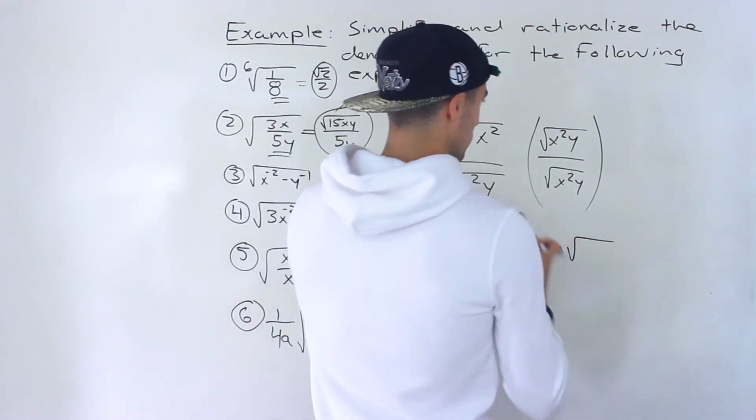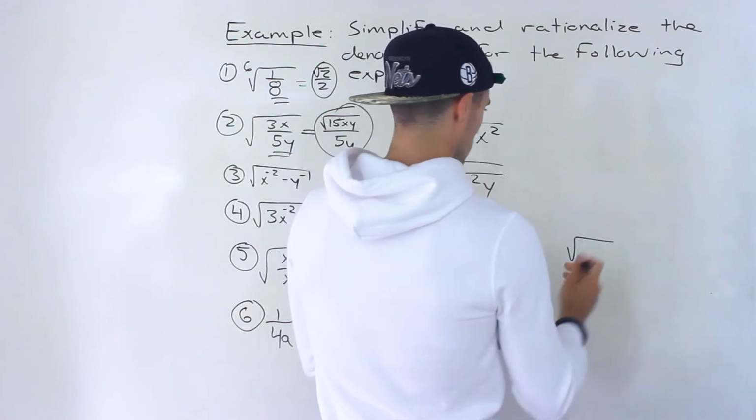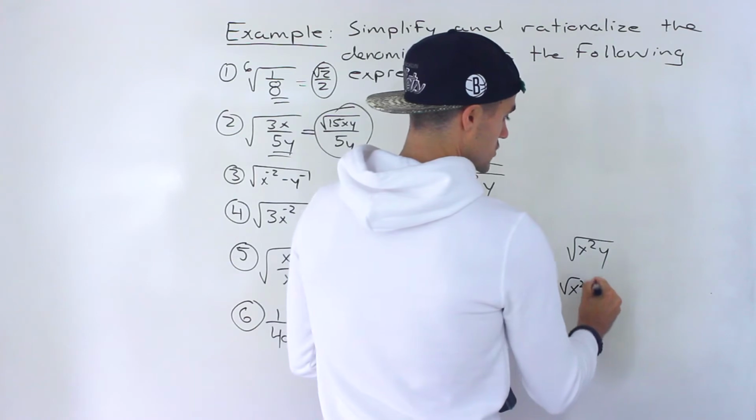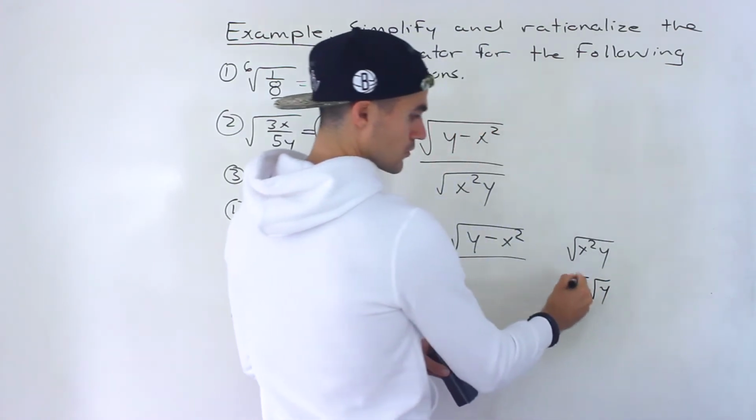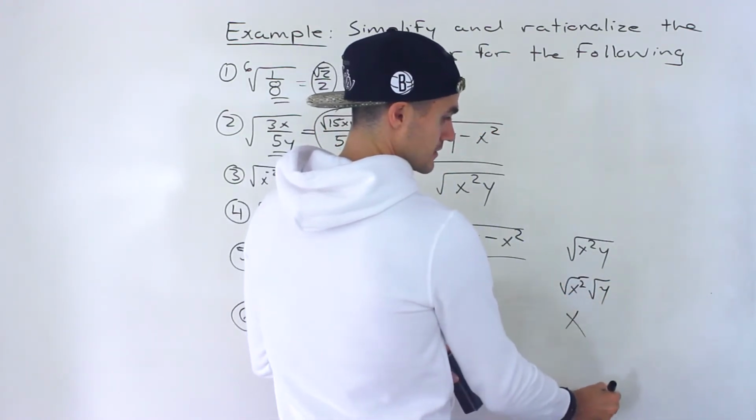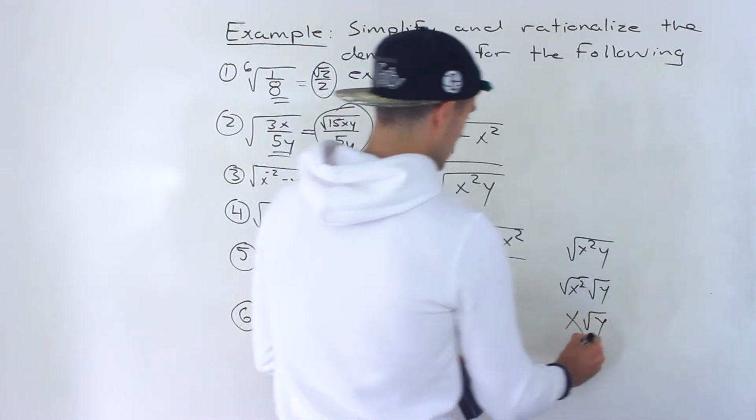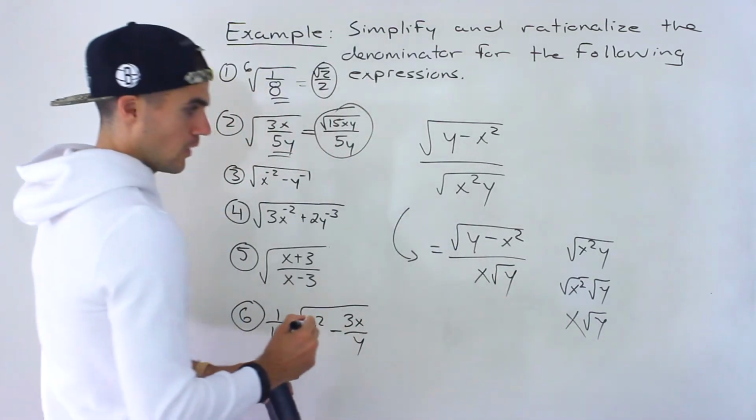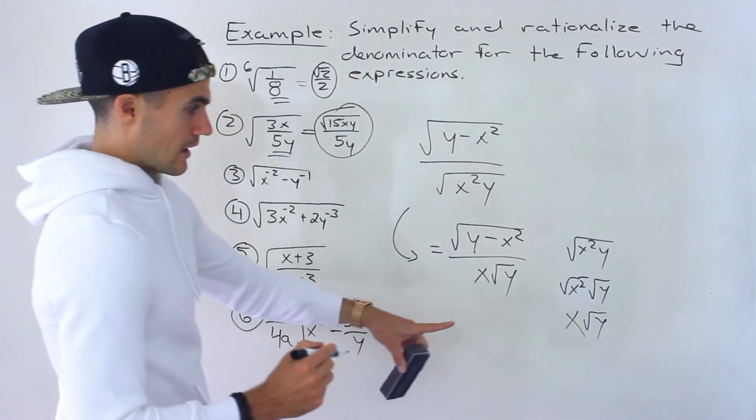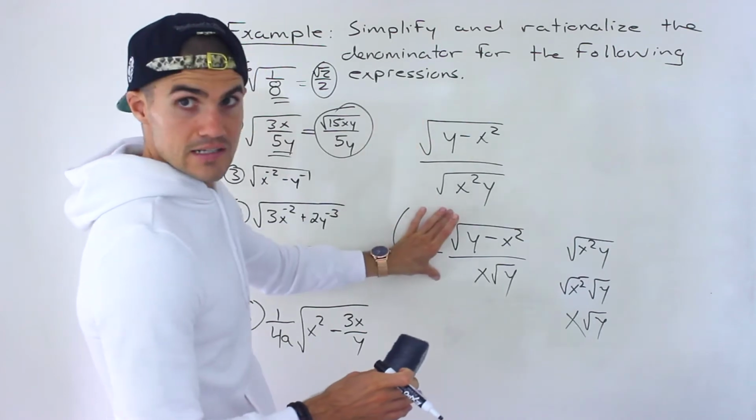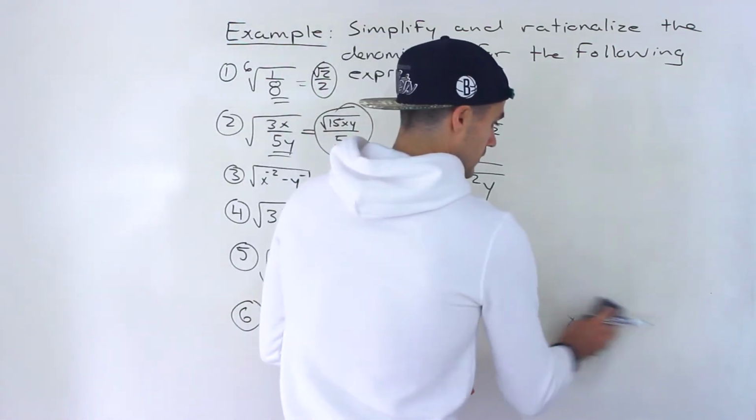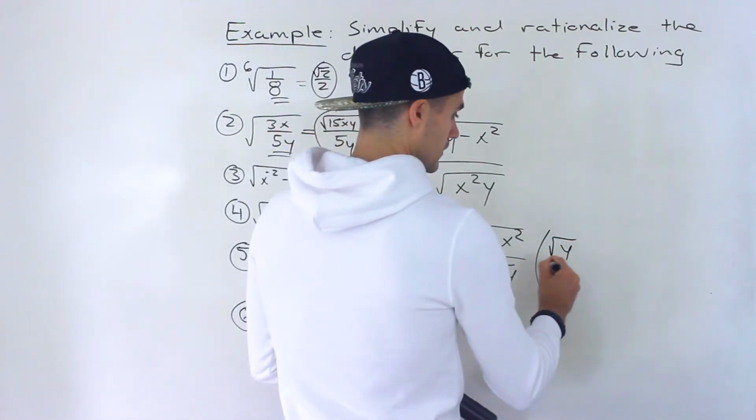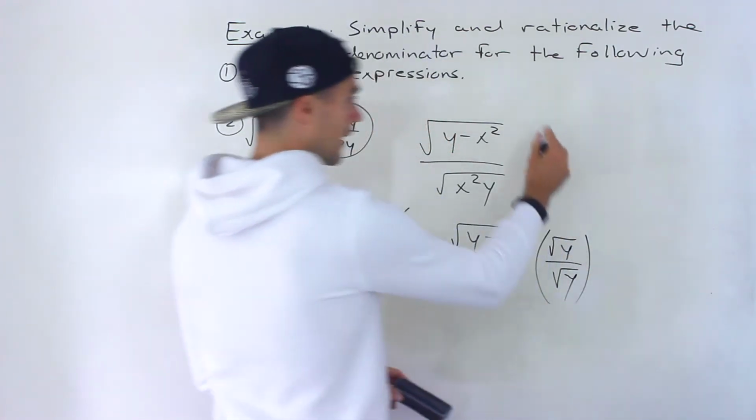the square root, let me erase this for now, of x squared y, that's the square root of x squared, the square root of y. What's the square root of x squared? That's just x. And then we have root y. And so this simplifies to x root y. So this and this are the exact same thing. And what we can do now is just get rid of the root y. We don't have to multiply by that large expression.